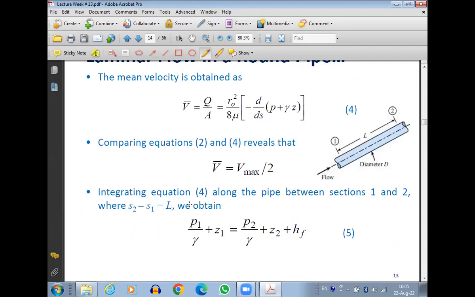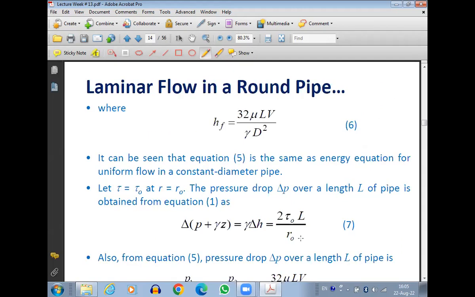When integrating the equation for the Hagen-Poiseuille flow, the end result comes out to be P1 upon gamma plus Z1 equals P2 upon gamma plus Z2 plus HF. HF is the friction head, or these are the head losses that we are dealing with. And the formula for the HF comes out to be this: 32 mu LV over gamma D squared. Again, this formula can be proved if you substitute the laminar velocity profile in the formula for the head losses.